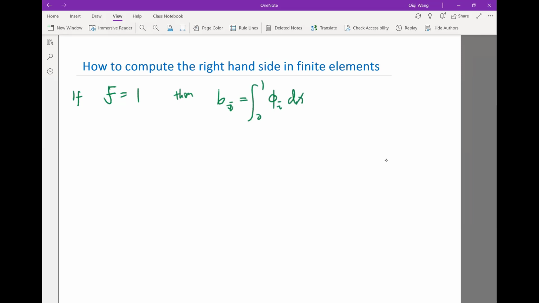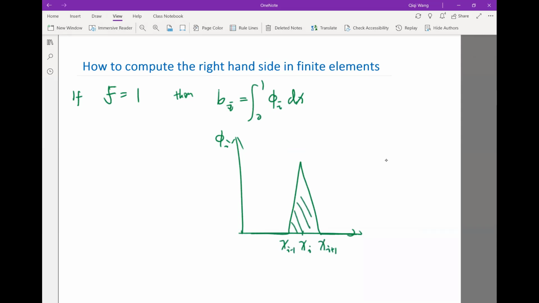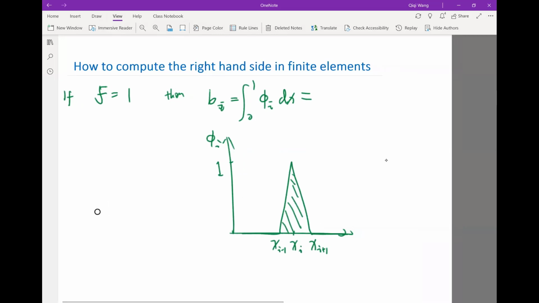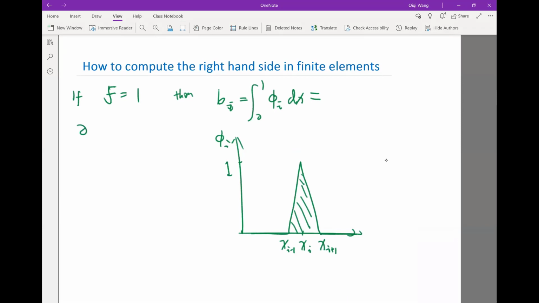And again, if you look into the form of phi, I have xi minus 1, xi, xi plus 1. What is the integral of this phi over the entire domain? Yeah. That's the right-hand side, right, for this very simplest case. I'm basically solving the equation second derivative plus 1 equal to 0. We know the answer is a quadratic, right? We can try to see how well we are solving this equation.